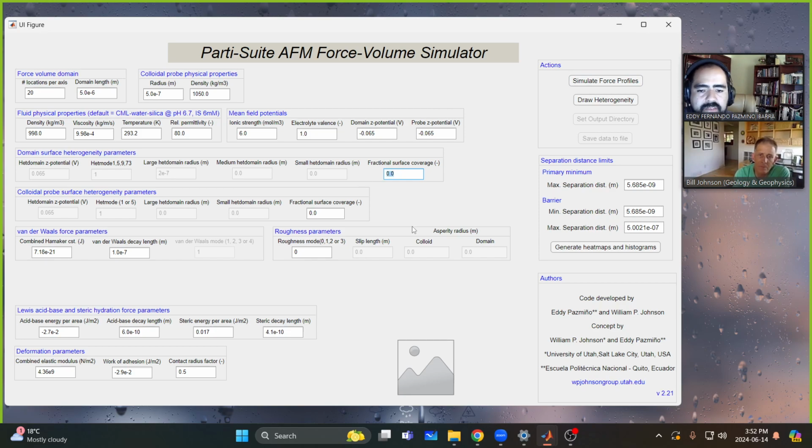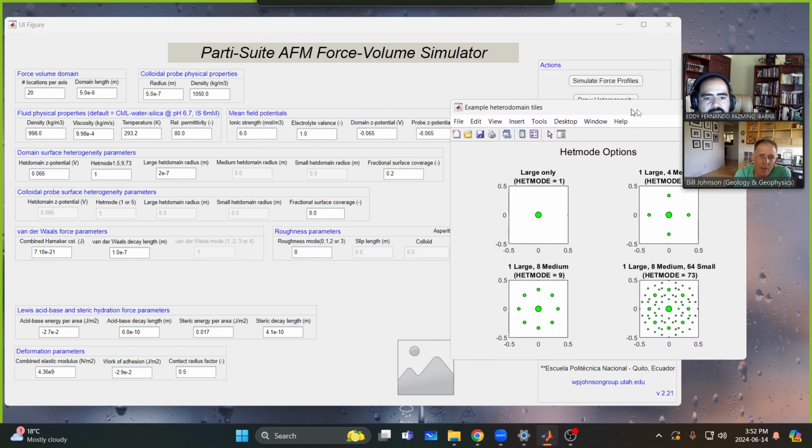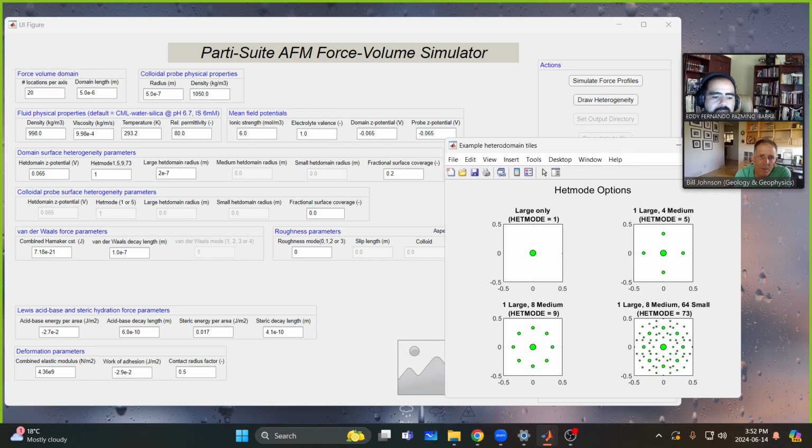sample for the AFM. So I think like 0.2 will be okay, Bill. Something like, yeah, do 20%. 20%. Yeah. So as soon as you have a value here and you input the value, it's going to show you the aspect of the heterogeneity in the surface. This is also a plan view, but this is focusing on a really tiny section of the substrate of the domain. Yeah, you can have a single het domain, that's het mode 1.